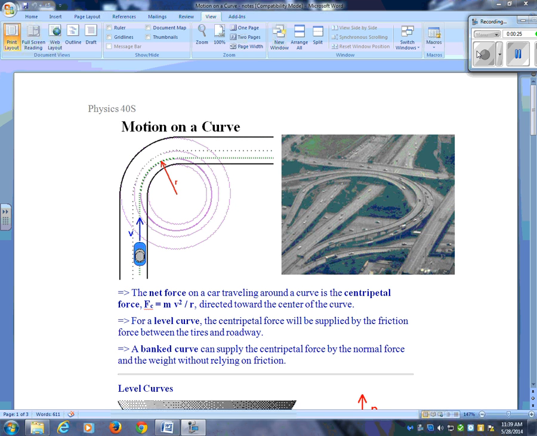So I put together, I found this on the internet, and I sort of made it my own a little bit. It sort of explains it. But really, motion on a curve is completely dependent upon uniform circular motion.